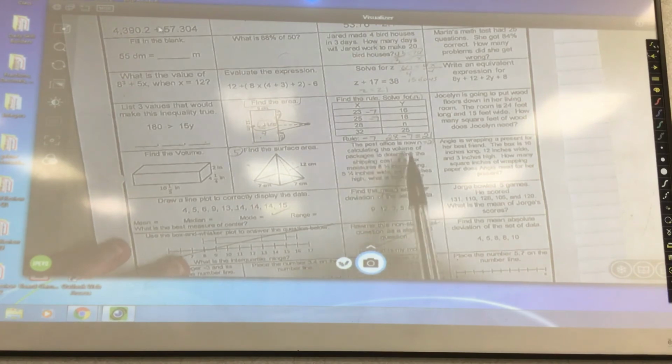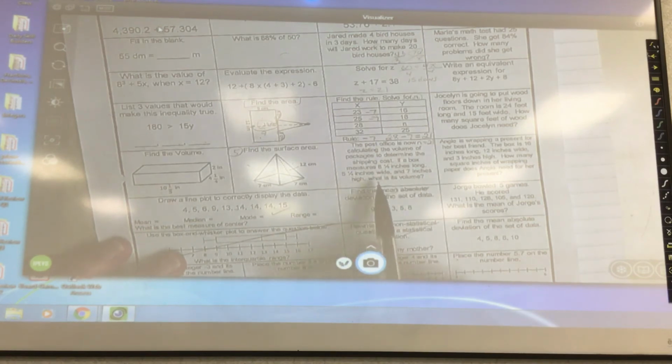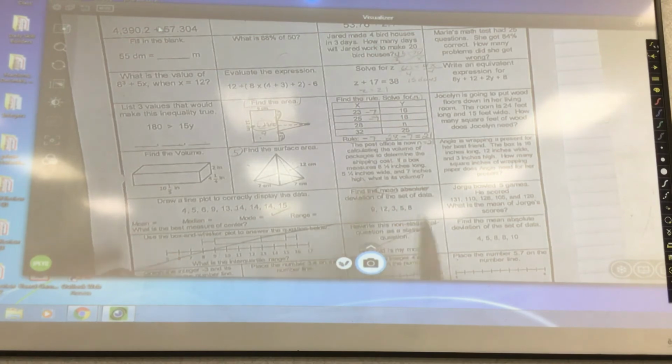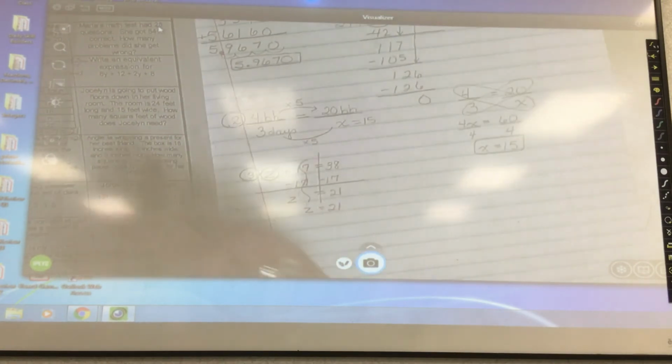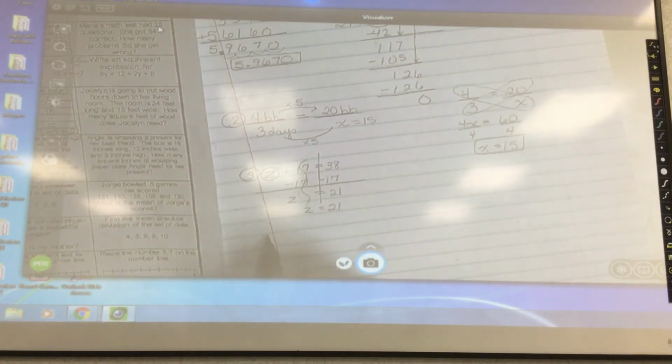The post office is now calculating the volume of packages to determine the shipping cost. If a box measures 8.5 inches long, 5 1/4 inches wide, and 7 inches high, what is the volume? This needs to be done on your separate paper. This is number 5, so we're going to put number 5.